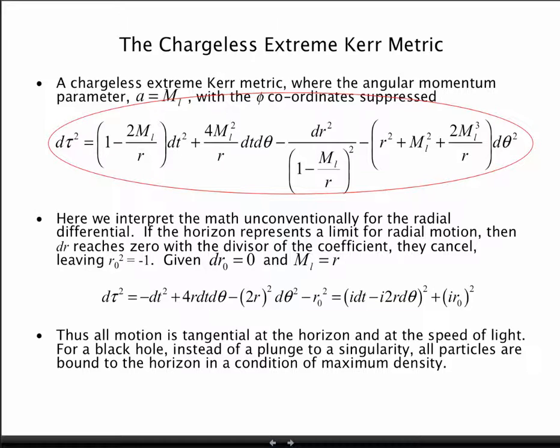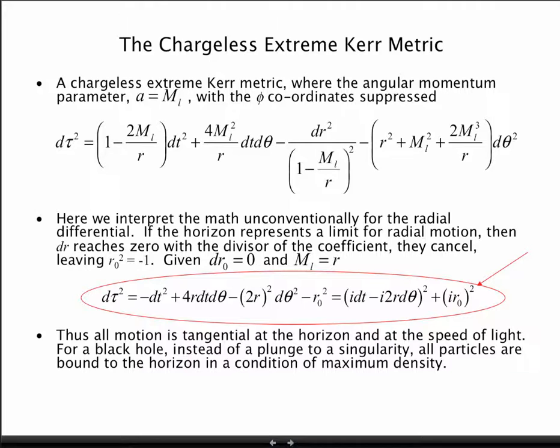Here we have a chargeless extreme Kerr metric with the phi coordinate suppressed. In this analysis, we utilize a non-standard interpretation of the radial component. If the radial differential vanishes at the horizon, as does the divisor of the coefficient, instead of blowing up, they cancel, leaving dr as a zero vector, orthogonally rotated as a tangent vector, as indicated by the orthogonal sense in the last term. The result is that I equals IR, as shown, indicating a rotational speed equal to c.